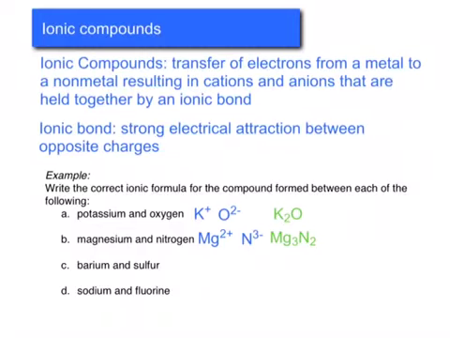So we can go through these last two a little bit more quickly. Barium is in the 2nd column. It will have a +2, and sulfur has a -2. So a +2 and a -2 balance each other out fine. So our formula for that one is just BaS. And then last but not least, we have sodium, which has a +1. Fluorine has a -1. And so our formula for that is just going to be NaF.